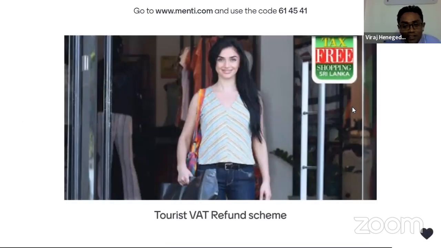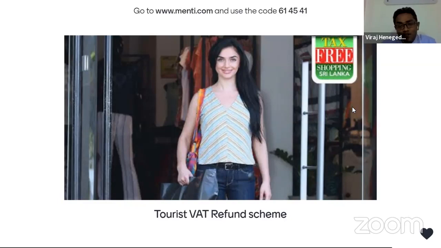Okay, right. We'll move to the next most important area, that is what we call the tourist VAT refund scheme. So what is meant by the tourist VAT refund scheme? This is a scheme we can see in other countries. If you go to Singapore, if you go to Thailand, they have a system called the VAT refund scheme. So this was also introduced in Sri Lanka very recently, understanding that we can attract many tourists to Sri Lanka if we introduce a kind of tourist VAT refund scheme.